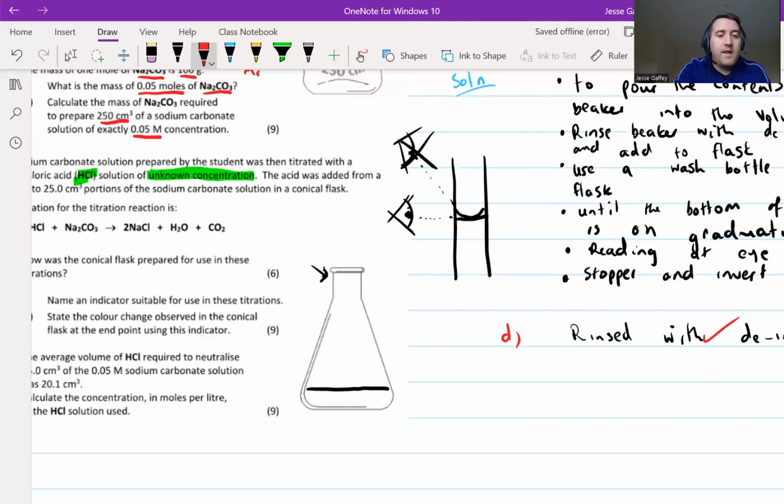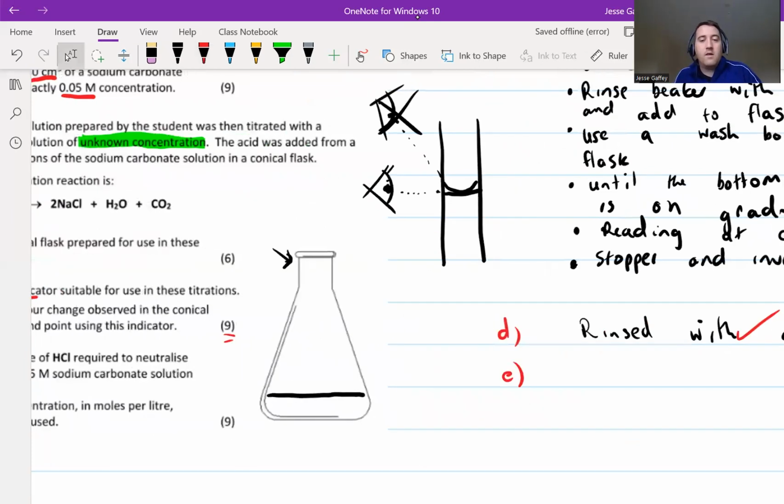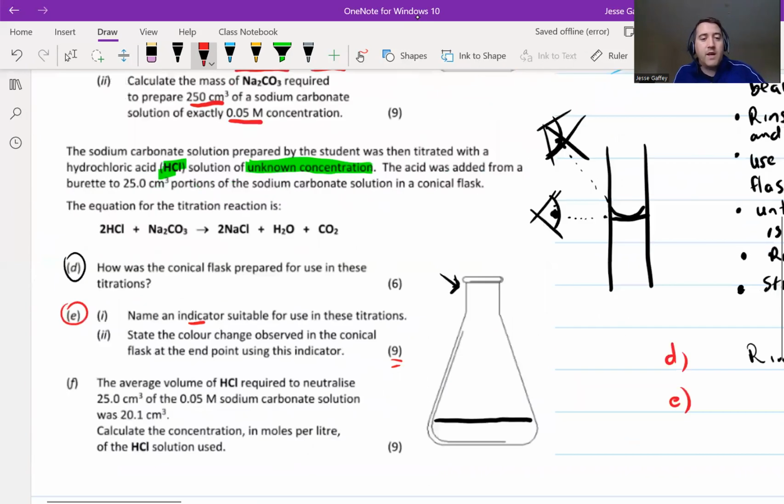All right, next bit is indicator. Okay, so E, indicator. So what you have to do is name the indicator suitable for use in this titration and state the color change observed at the end point. A nice 9 marker for you. E. Okay, so pause the video and write it down. I'll show you the equation again. It's up here. What indicator do we use and what is the color change?